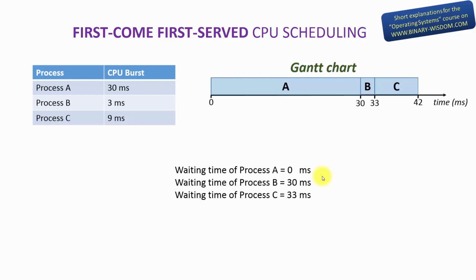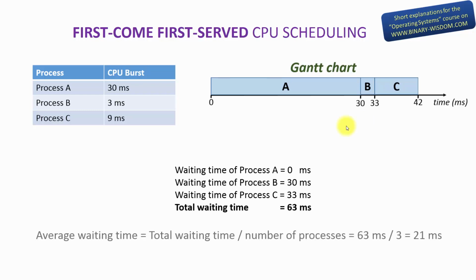Process C spent 33 milliseconds in the ready queue from moment 0, when it arrived, to moment 33, when it was finally admitted to the CPU. Next, to compute the average waiting time, we add the waiting times of all processes and divide this sum by the number of processes. Here is the formula: total waiting time divided by the number of processes. In our case, there are three processes, therefore the average waiting time for this example is 21 milliseconds.